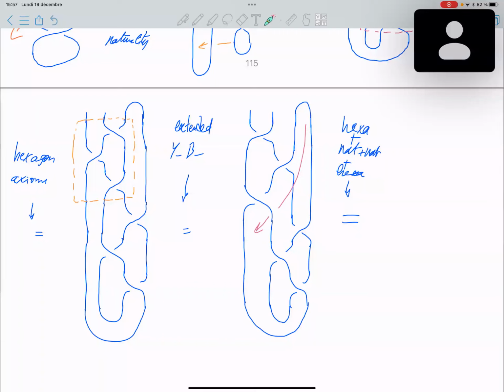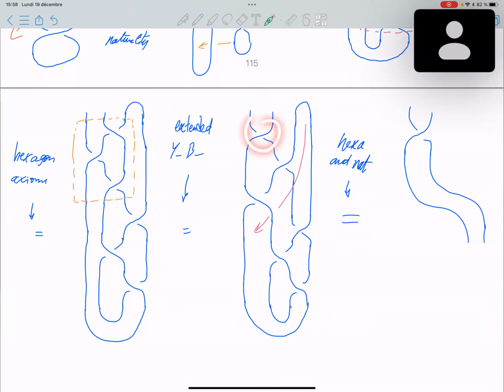Okay. So hexagon one time here. Naturality here. And hexagon again to come back to the usual. So I guess I will just write hexagon and naturality. That should be applied several times. So you can finish with something here, just like that. Okay. So you get this. And then you have something like that here. We keep only this one and this one. And so we have something like here. So we have this one, and then like that.